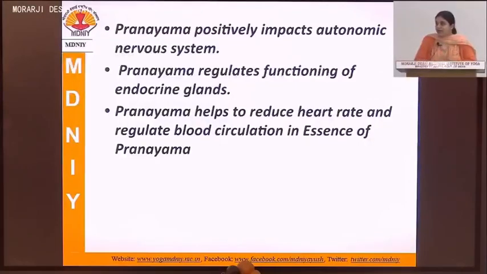Then they regulate the functioning of the endocrine glands also, hormone secretions get balanced, and they help to reduce heart rate and regulate blood circulation, because when all the pranas are balanced, definitely all the vital functions of the body will also get balanced, like circulation will be proper, excretion will be proper. Whenever there is imbalance in apana, then people generally have either constipation or diarrhea, these kinds of problems, and they regulate breathing by controlling the prana vayu.